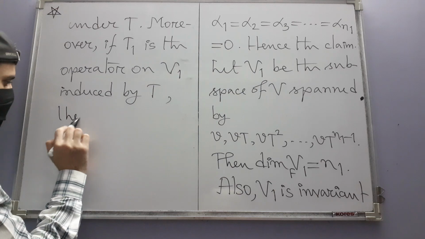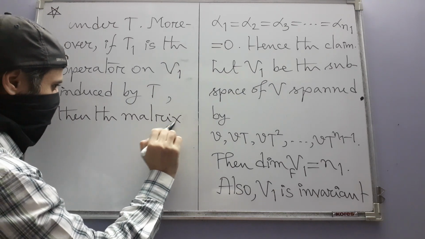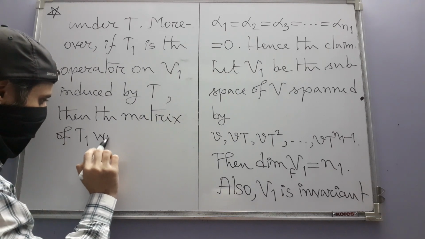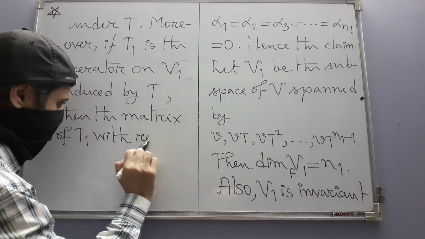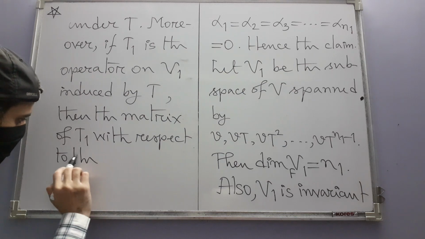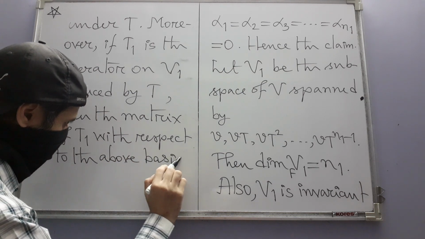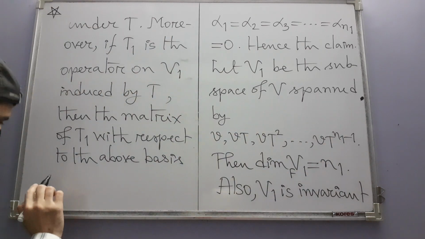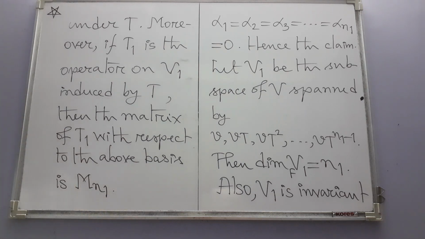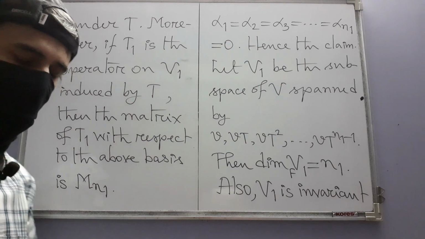Then the matrix of T1 with respect to the above basis. Above basis means this basis is Mn1. That's how we get the first diagonal block of our total block diagonal form.